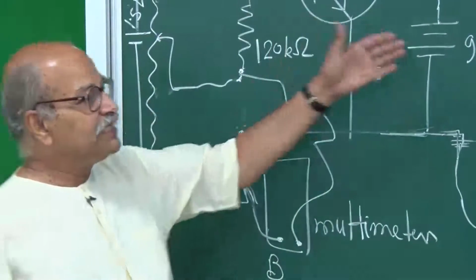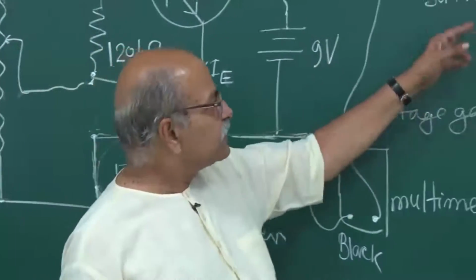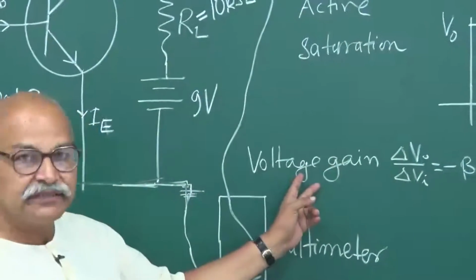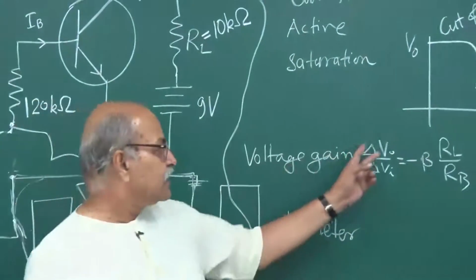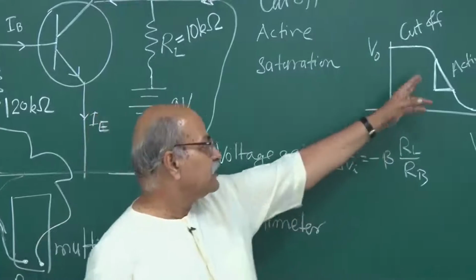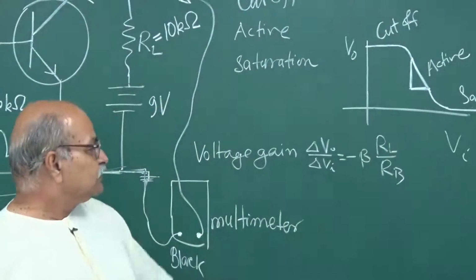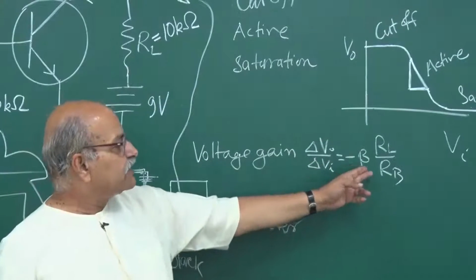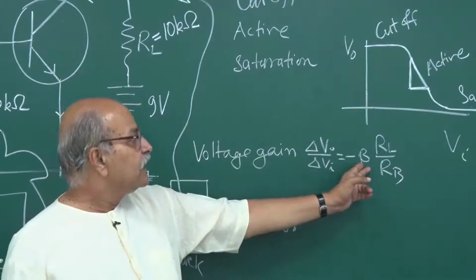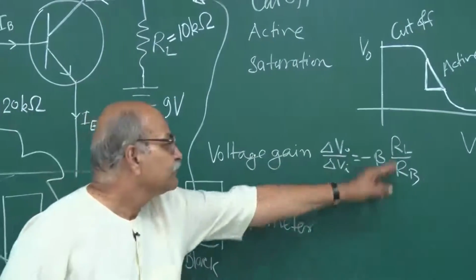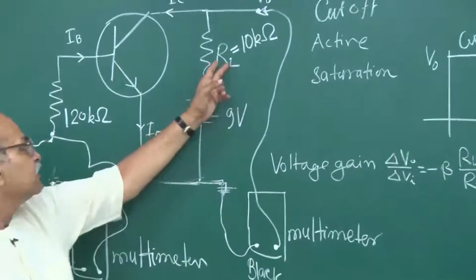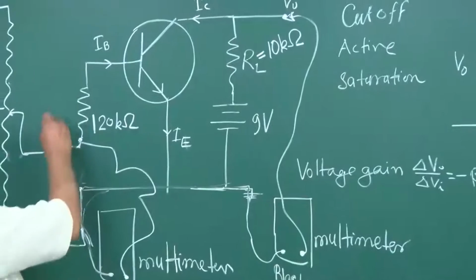Now, this active region is related to the amplification action, and here is the relation, and it has to be in this linear region, and then the voltage gain is given by that beta factor of the transistor, multiplied by this RL and divided by this RB. This is RB.